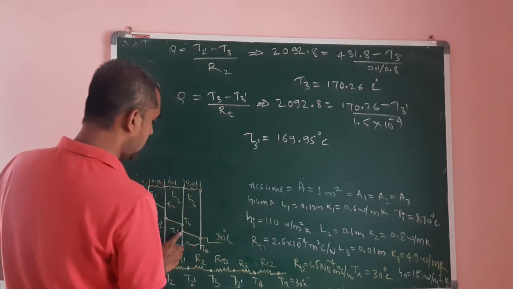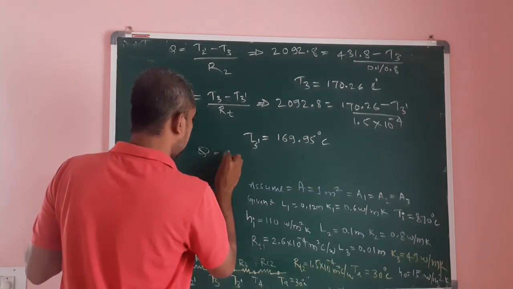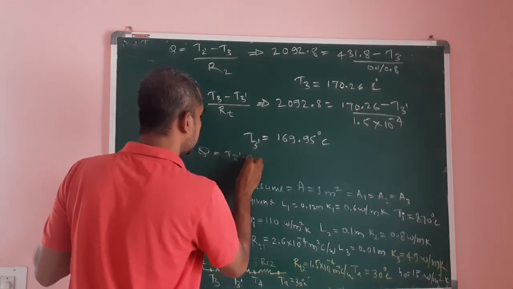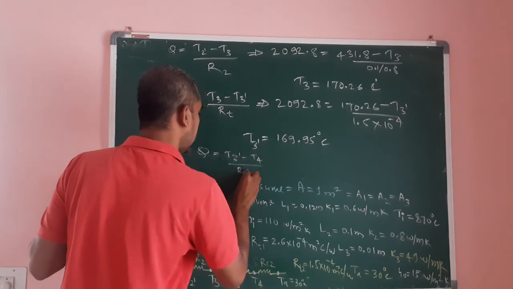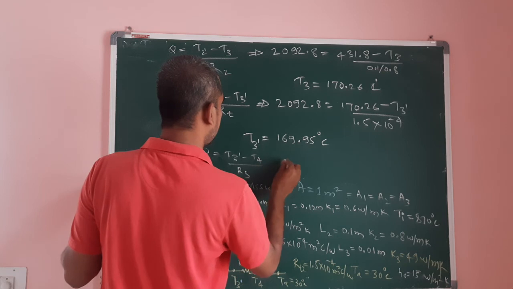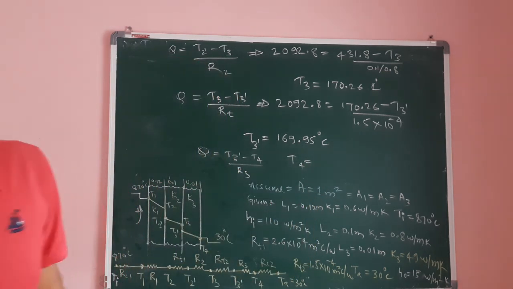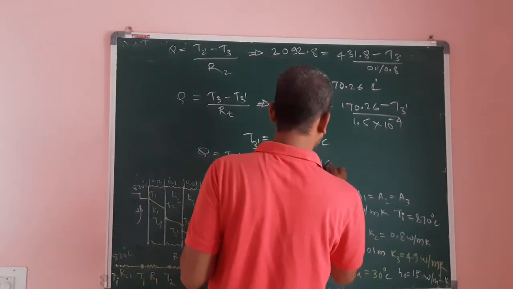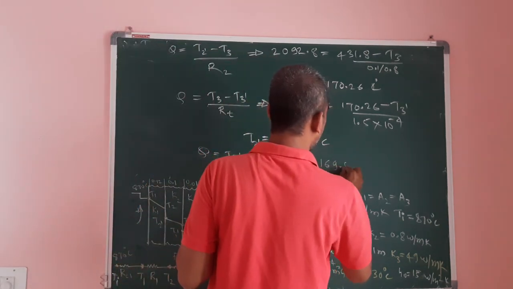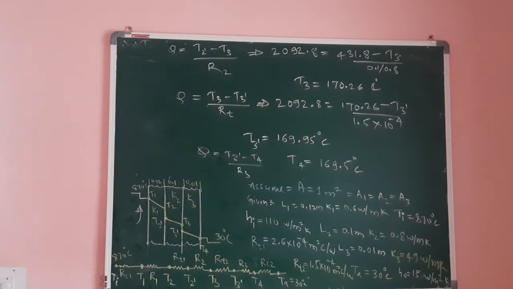Now, in a similar way, we can calculate T4. Q is equal to T3 dash minus T4, divided by R3. If we substitute similarly, you will get T4 as 169.52. The important thing here is that Q remains the same. That is the important thing.